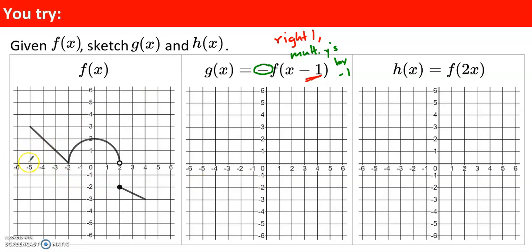So if I look at the very left here, at the point at -5, 3. If I go right 1, I'm at -4, 3. If I multiply the y's by -1, I should finish at -4, -3. And if I take the end of that segment at -2, 0, if I go right 1, I'm at -1, 0. Multiplying the y-coordinate by -1 won't change the y value. It still puts me at -1, 0. So this whole line segment should look something like that.